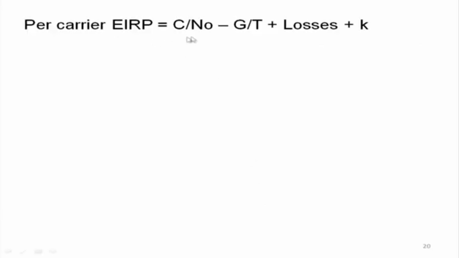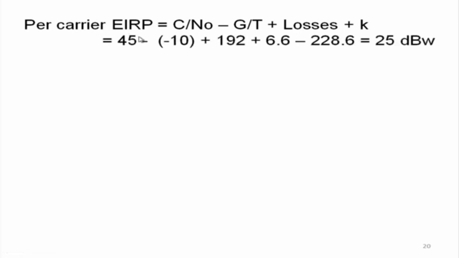So per carrier ERP is C by N naught minus G by T plus losses plus K. I mean, the same transmission equation is written in a different way in terms of EIRP. Per carrier ERP from the satellite, you have to remember. So put the numbers from the problem, and you will get 25 dBW. The K value in dB, if you remember, is minus 228.6. This is all you have to always remember, Boltzmann's constant. Okay, so 25 dBW is per carrier ERP, and total was 50.